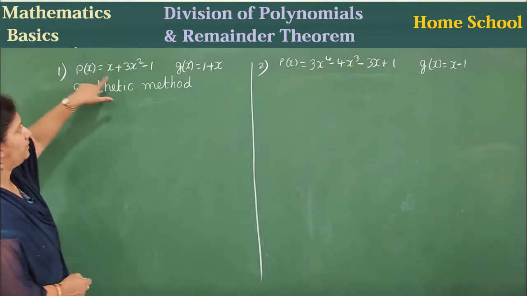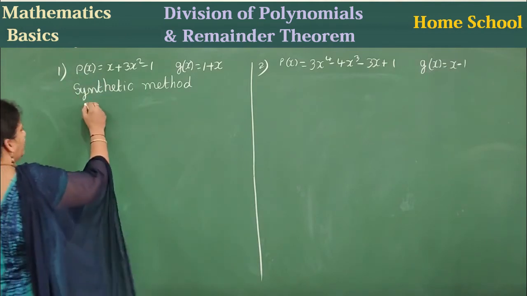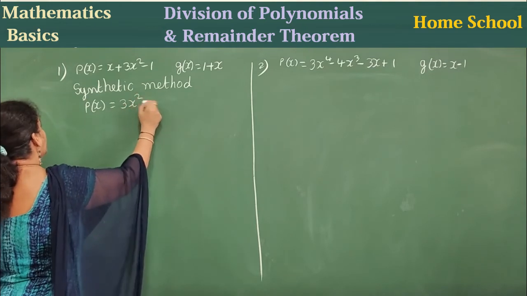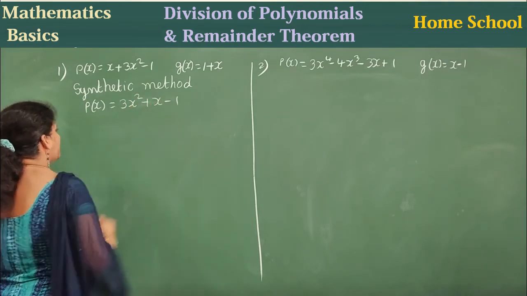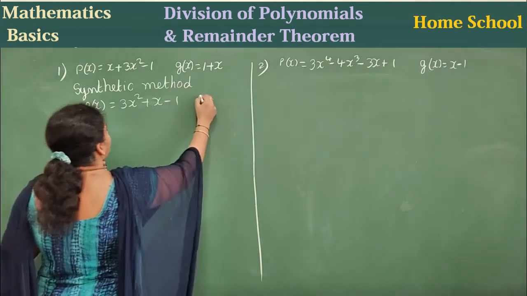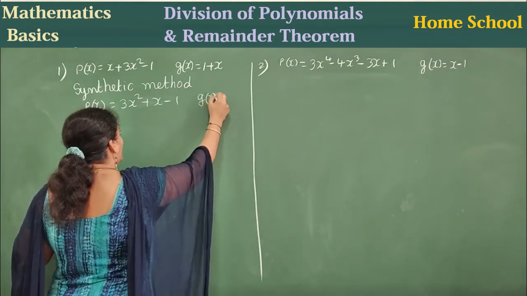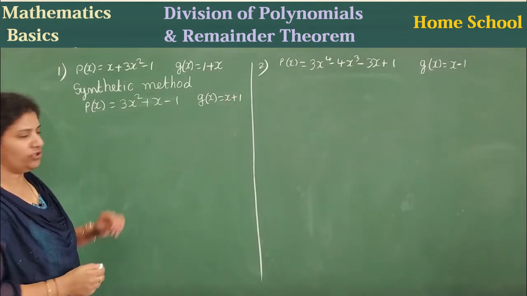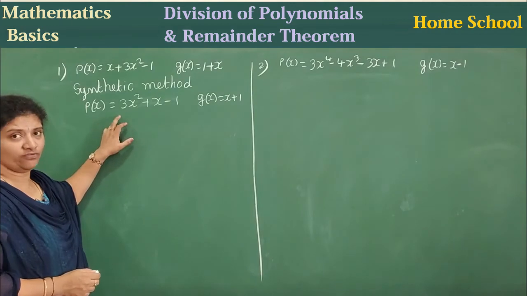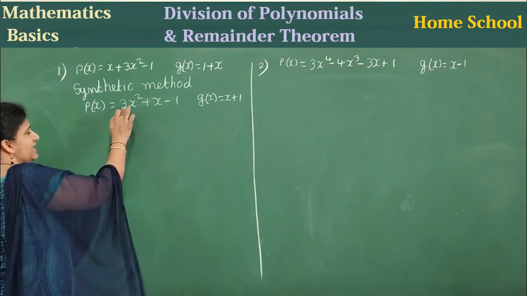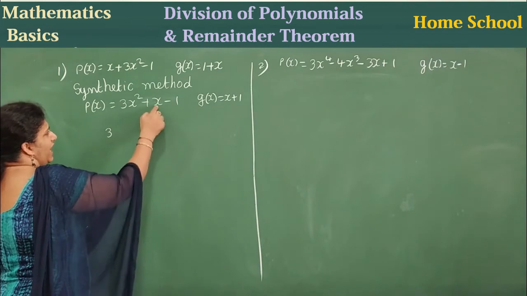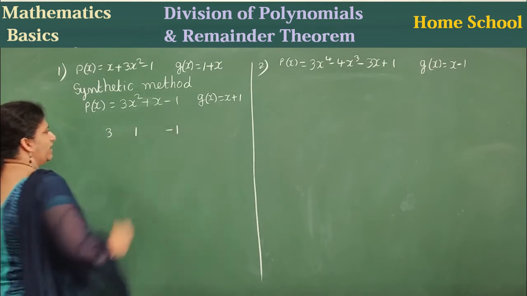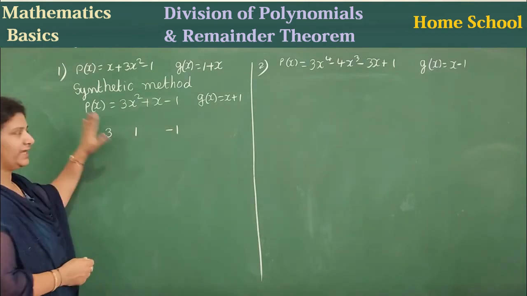So let's look here. Arrange the polynomial first. P of x is equal to 3x square plus x minus 1, and G of x is equal to x plus 1. Okay, now how are you going to write? Write the numerical coefficients of P of x. That is, the x square coefficient is 3, the x coefficient is plus 1, and the constant is minus 1. Observe here carefully. What did I do?